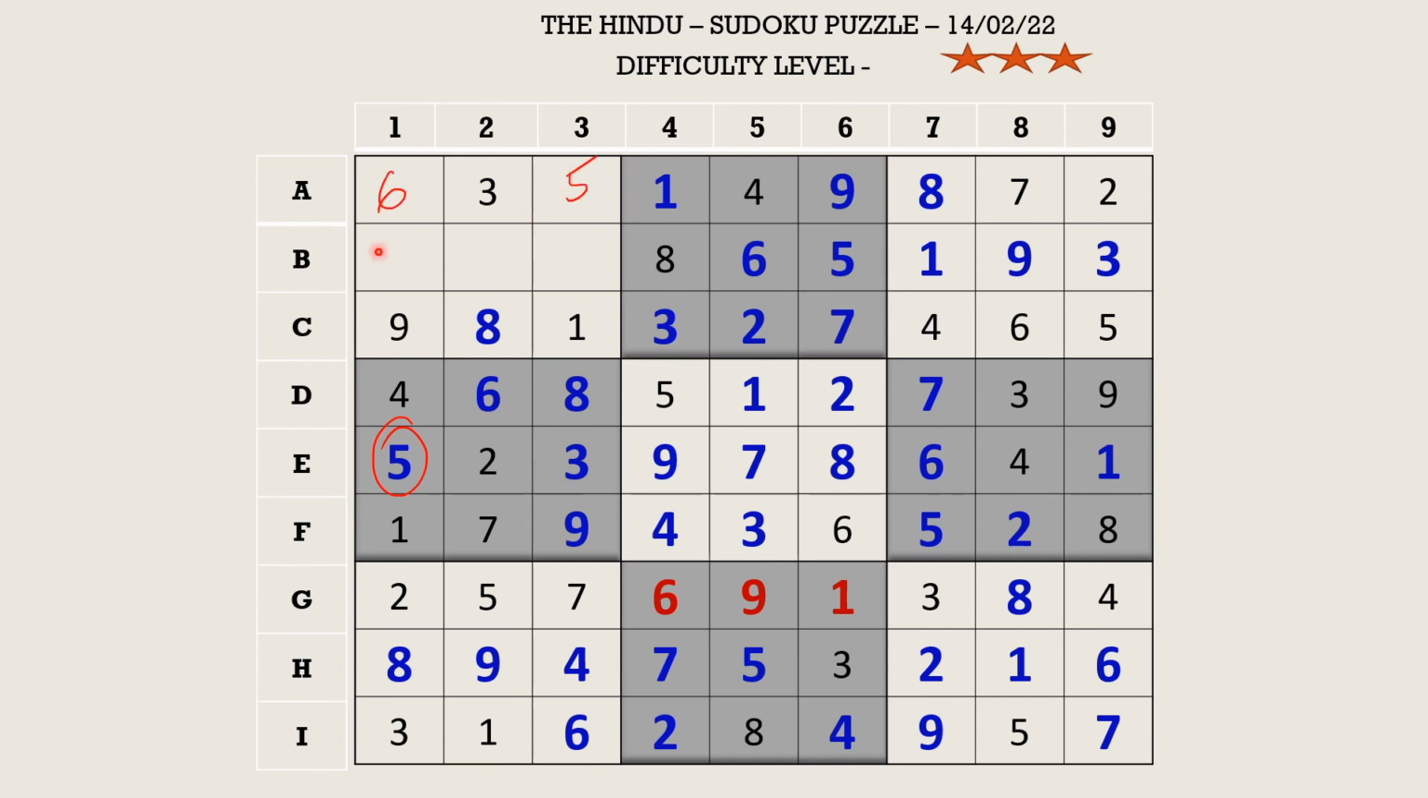The missing numbers in B row are 2, 4 and 7. There is a 2 in column 1 and a 2 in column 2 which blocks these two cells. So B3 takes 2. Now the missing numbers are 4 and 7. There is a 4 here in column 1 which blocks it. So B1 takes 7 and B2 takes 4 and the puzzle is solved.